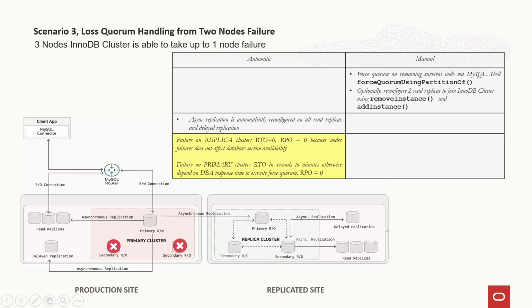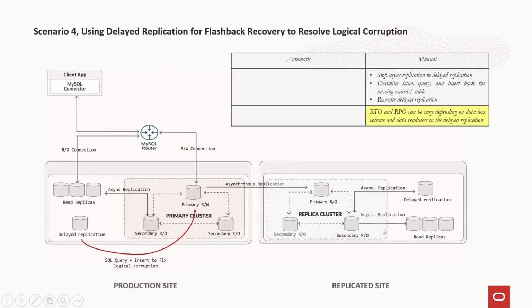Because if we lose a majority, the cluster will not be working. It's not a crash, but the transaction will stop. Router will not redirect the transaction, and the primary will become read-only. So that's why we need to use force quorum using partition off to enable the cluster back. Yes, there will be a manual process over there.